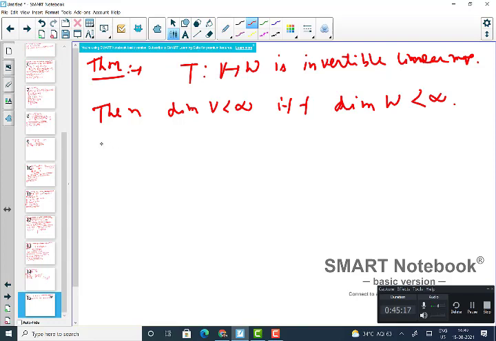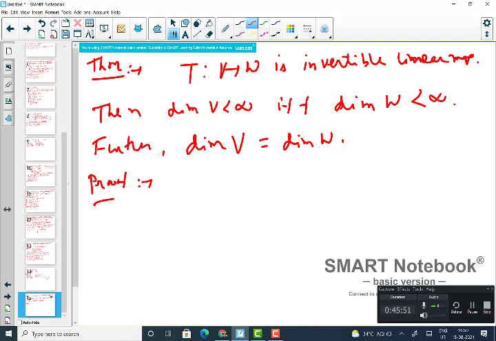Further, in this case, when they are invertible, if they are finite dimensional, then dimension of V equals dimension of W. For infinite dimensional, we cannot say anything. Okay, and the proof is simple also. You just need to check a few observations.